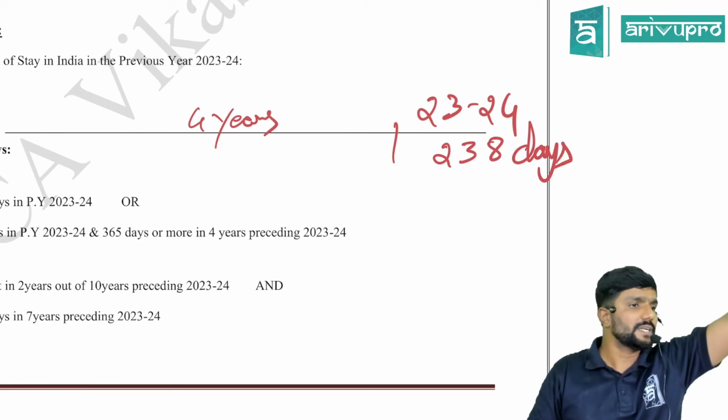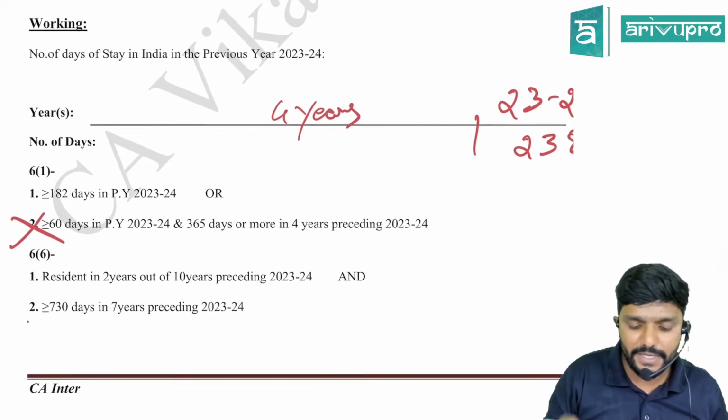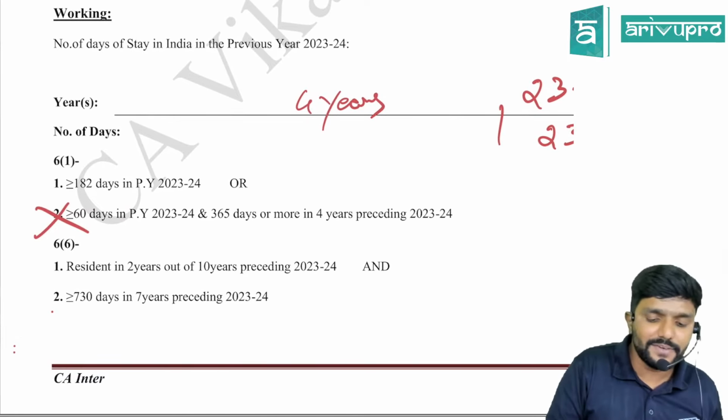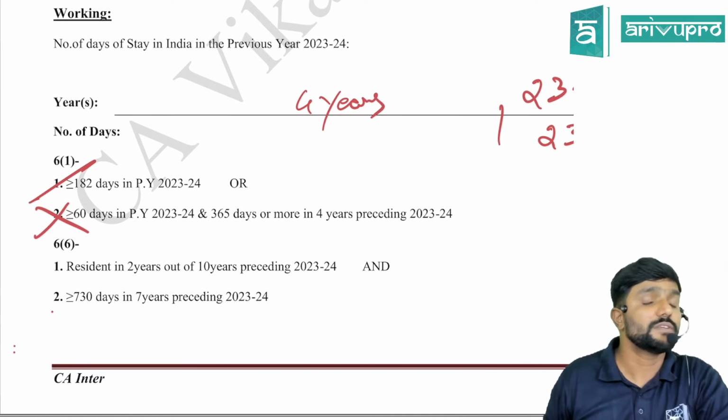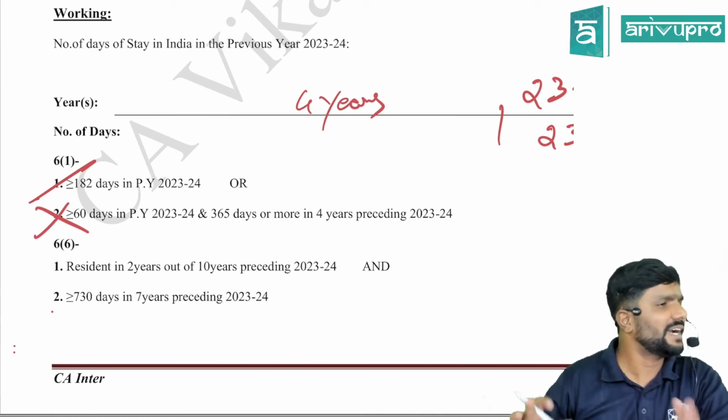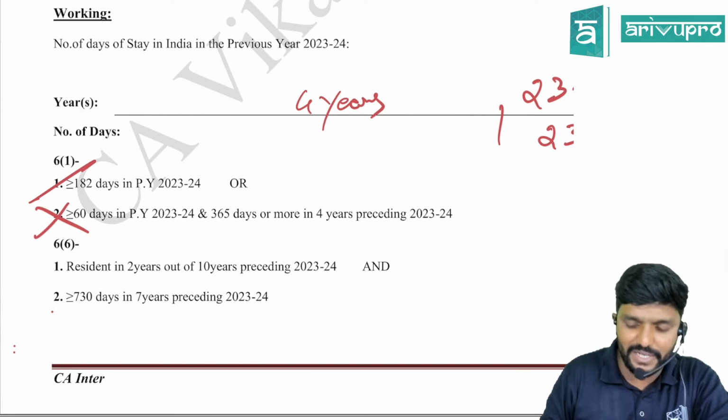Clear? Any confusion? No, sir. So 238 days. Did he satisfy the first condition? Yes. Sir, should we check the second condition? Yes. Sorry, not the second, the additional condition. Okay, the second condition is not required. Anyway, it is not at all applicable.